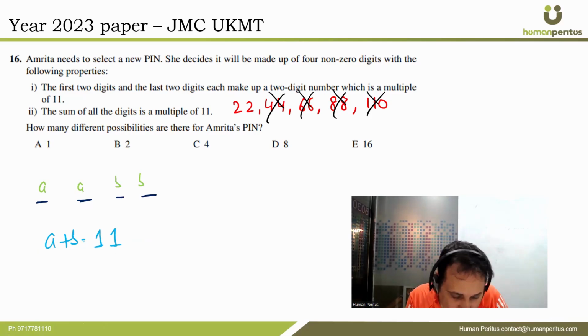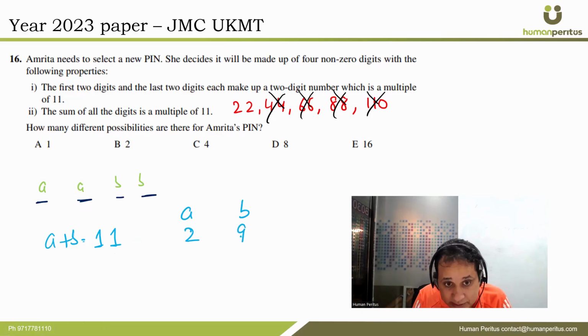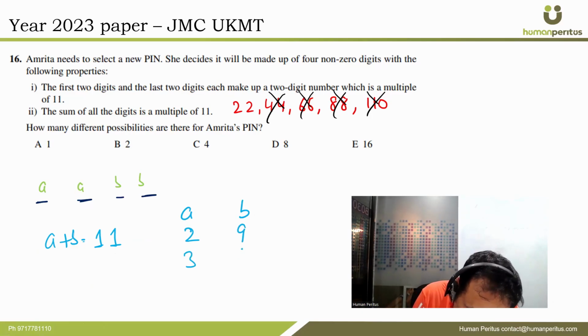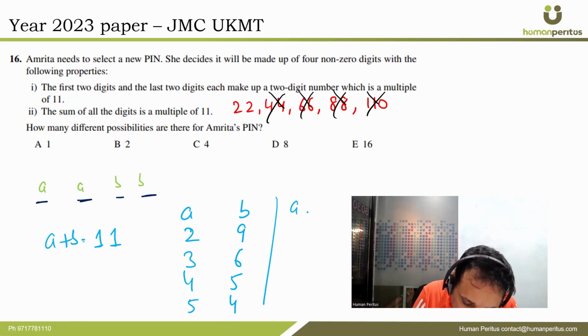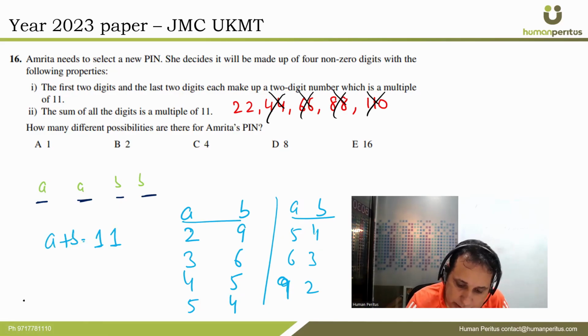Now if I have to make 11, then what can be the values of A and B? The value of A can be 2 and 9 because they are single digit numbers. I cannot have 1 and 10. 3 and 6. 4 and 5, right? Then 5 and 4. Then 6 and 3 and 9 and 2. Okay. So guys, based on this, you can put up these numbers and your number will come out to be something like 2299.